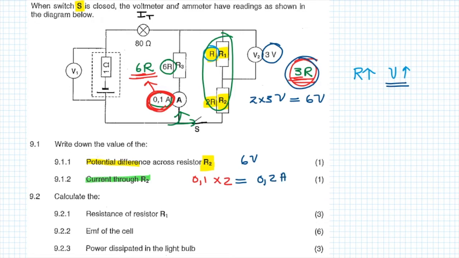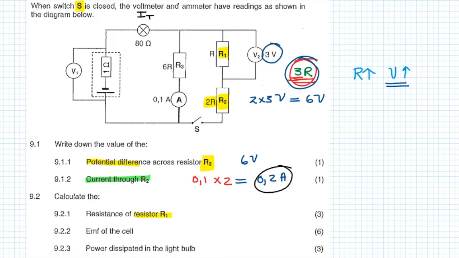We now can move on to question number 9.2, which says calculate the resistance of resistor R1. Now, since we just determined the current flowing through resistor 2, we know that since resistor 2 and resistor 1 are in series, this current flows through resistor 1 as well.